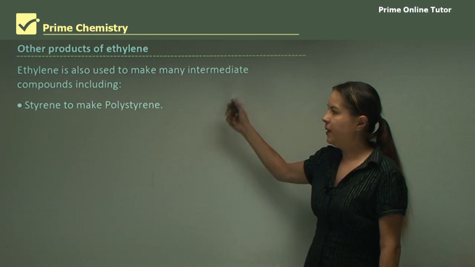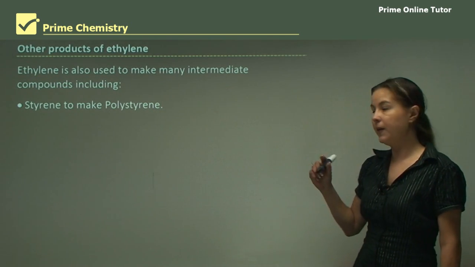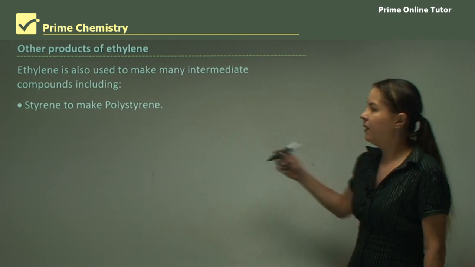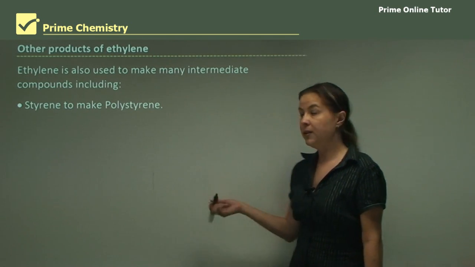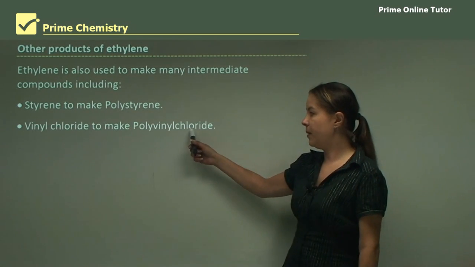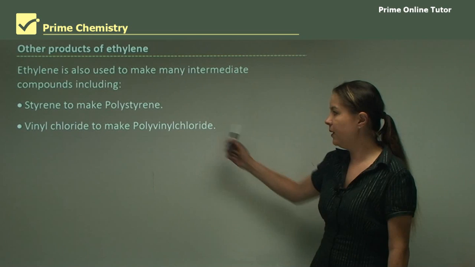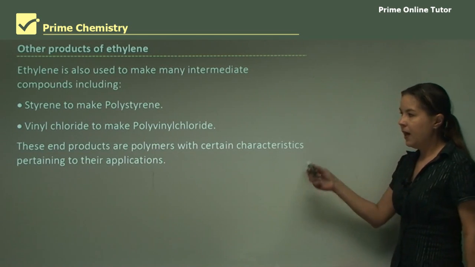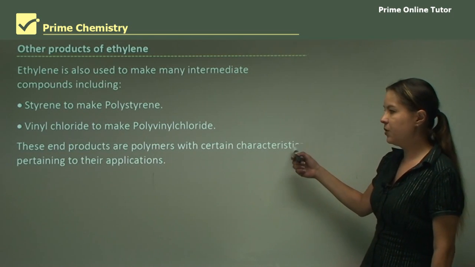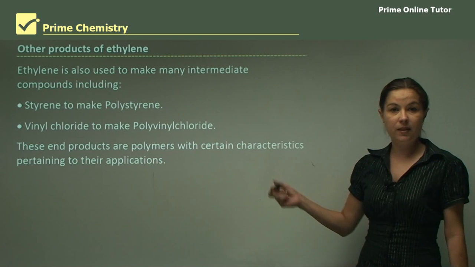Now, other products of ethylene, there are hundreds and thousands of them, but here's just a few. Also used to make intermediate compounds, which we saw earlier with our addition reactions, such as styrene to make polystyrene, vinyl chloride to make polyvinyl chloride or PVC. And these end products are polymers with certain characteristics pertaining to their applications.